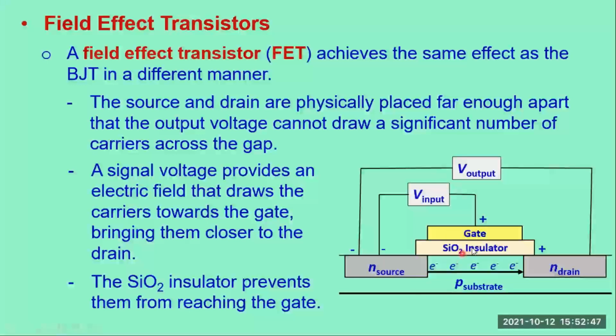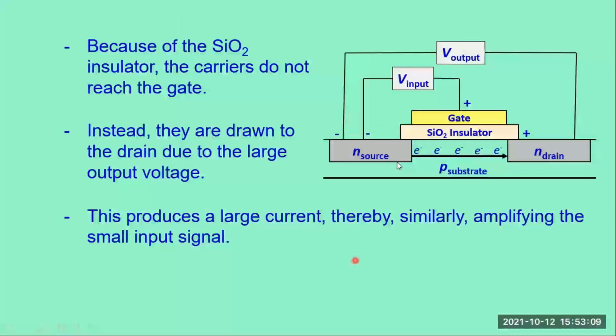These are actually attracted to the gate, but because of the presence of this insulator here between the gate and the source, these charge carriers are not capable of reaching the gate. Instead, they do not reach the gate and are drawn to the drain due to the large voltage output at the drain. So this produces a very large output current, thereby similarly amplifying the small input signal.